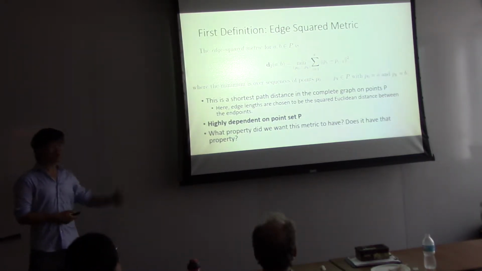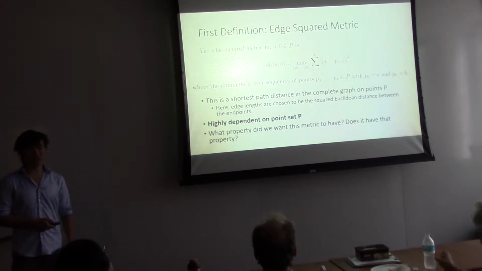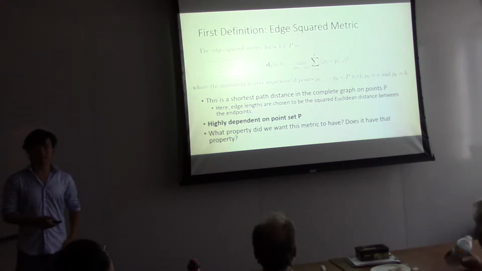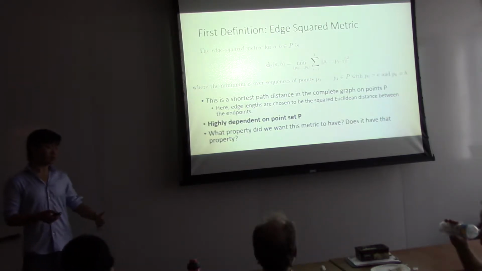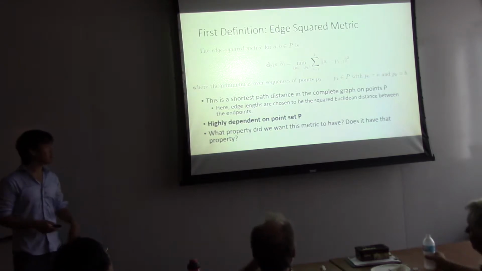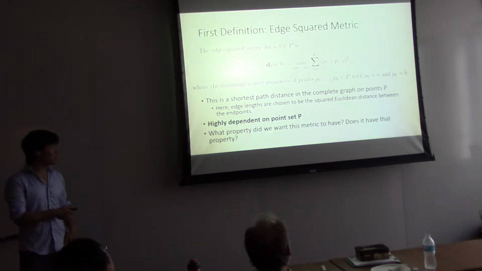Yeah, so what properties do we want this metric to have again? Anyone from the audience? Two points should be close even if their Euclidean distance is far. Yep, two points in the same cluster should be close, if there's a bunch of points in between them, even if their Euclidean distance is far. Does this have the property we want?